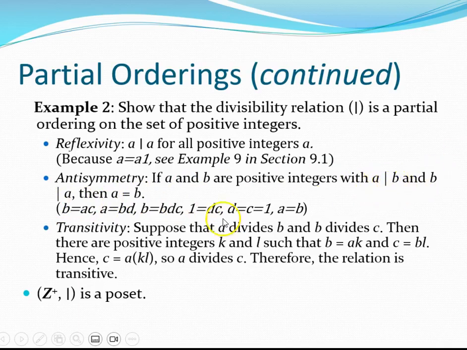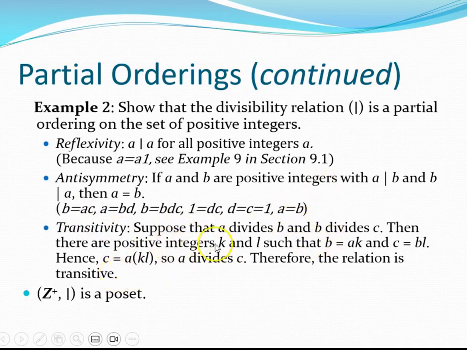From a divides b, we have b equals ac for some positive integer c. From b divides a, we have a equals bd for some positive integer d. Now replace here a with bd, then cancel out b. These here are positive integers and their product is 1, so each of them is 1. But here, if c is 1, then a and b are equal. So I prove that a is equal to b.